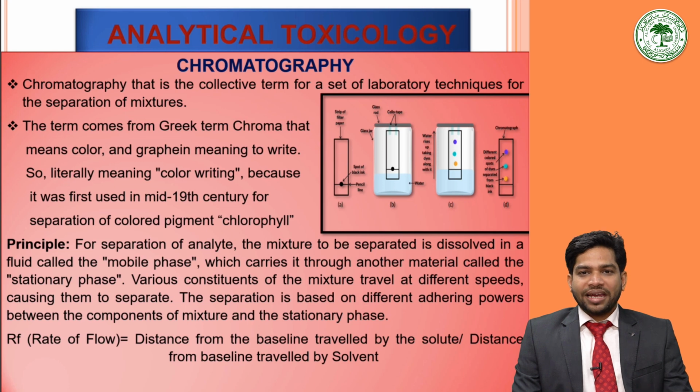Suppose a number of men, women and children are wading through waist-high water with sticky mud at the bottom. Although all start together, after some time they would separate depending on their individual strength. The same happens with the molecules in a chromatographic plate, and this depends on the Rf value, that is the rate of flow. As the solvent, that is the mobile phase, pushes the components of the mixture through the stationary phase, they move differentially depending upon their affinity to the stationary phase.